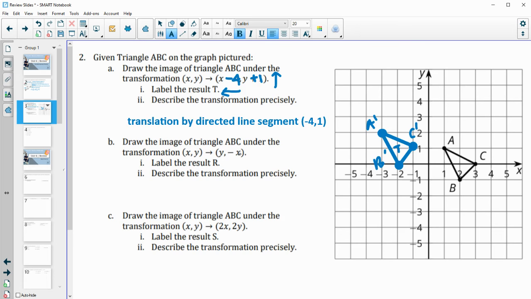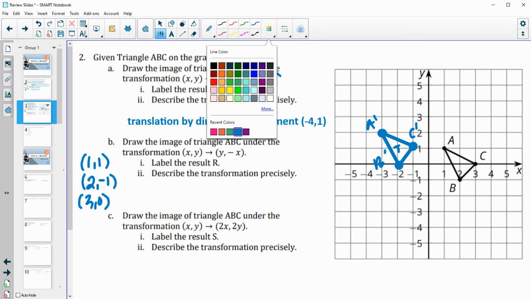(x, y) maps to (y, -x). And for this one, again, I would look at the actual ordered pairs. So I would write them out. So A is (1, 1). B is (2, -1). And C is (3, 0).